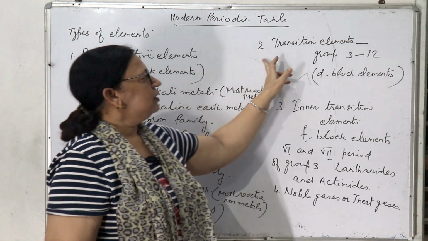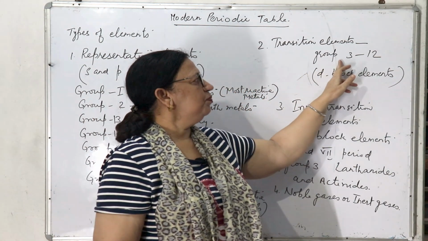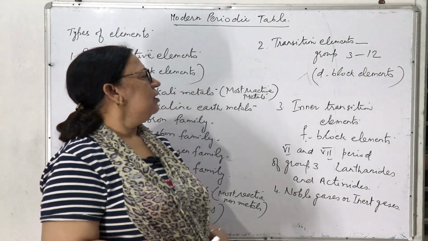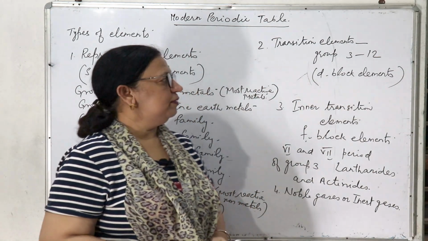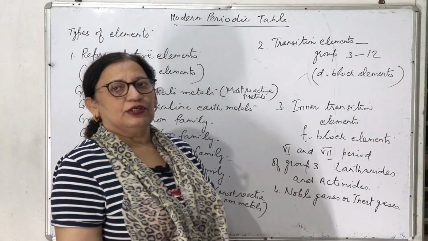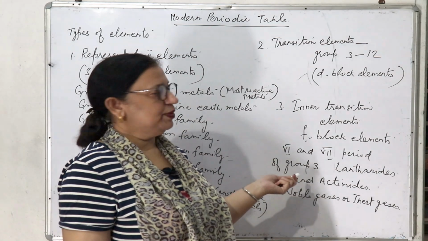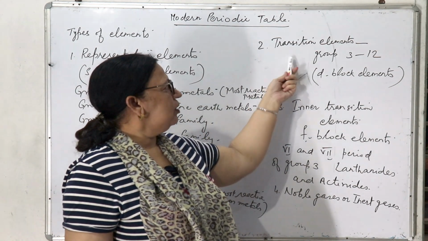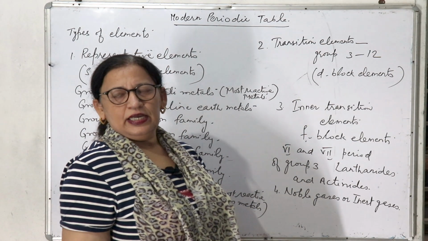The second type of elements is transition elements. Transition elements are in groups 3 to 12, in the middle of the periodic table, and they are also called D block elements. Why are they called transition elements? Because their last two shells are incomplete. Valence shell as well as penultimate shell, both are incomplete. That is why they are called transition elements, and they are usually used as catalysts.